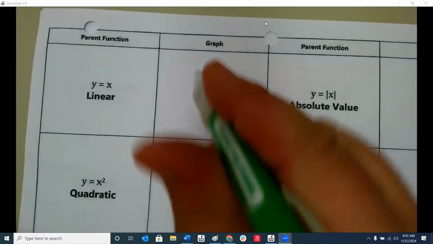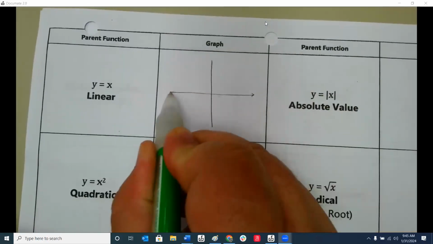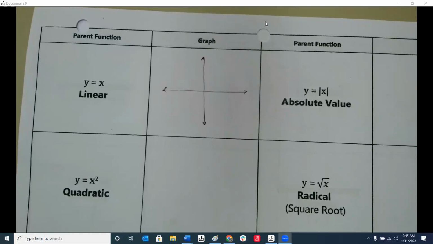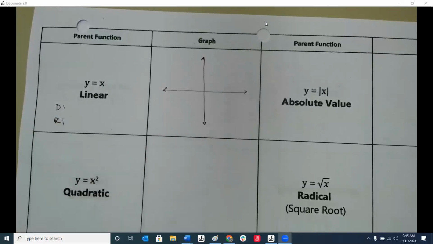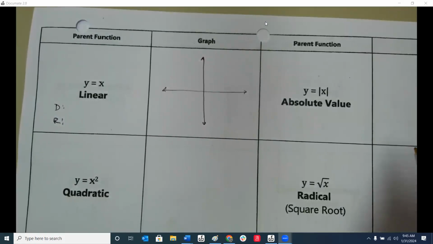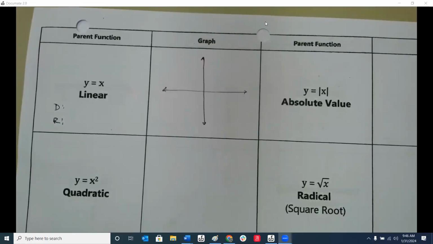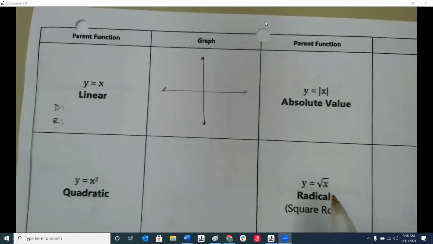The next easy one is linear. Again, I want to know the domain and the range. So what's this going to look like? Is it going to cross the x-axis? Well, yeah, because there's an x value in there. Is it going to cross the y-axis? Yes, there's a y value. So what's the graph going to look like? And don't say a line.